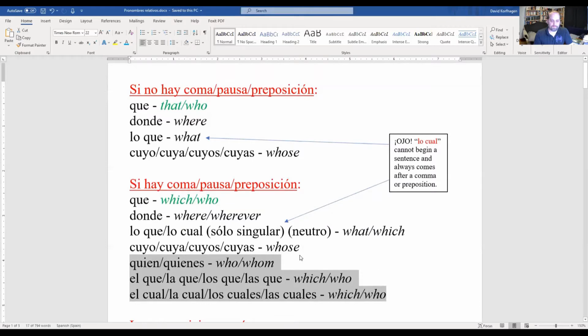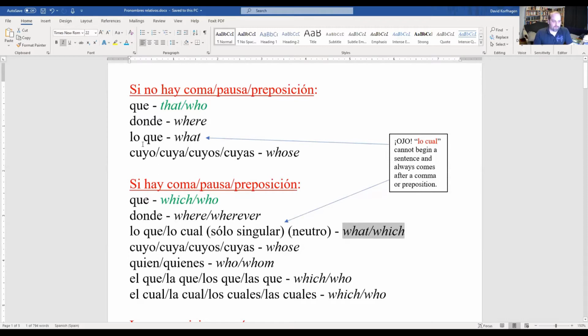Possibilities. Okay. Notice also a couple little differences, like for example, que, when there's no comma, pause, or preposition, it can be that or who. Whereas when there is a comma, pause, or preposition, it normally means which or who. Right? So that versus which. There are a couple other little small differences, like lo que just means what here, but after the comma, pause, or preposition, it can be what or which, etc. Right?